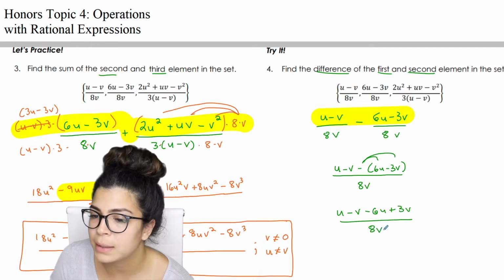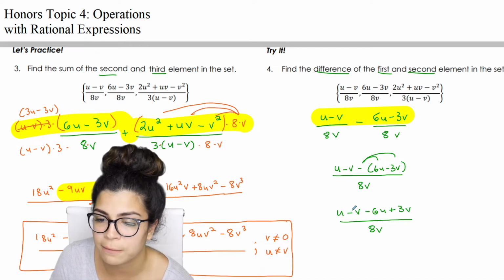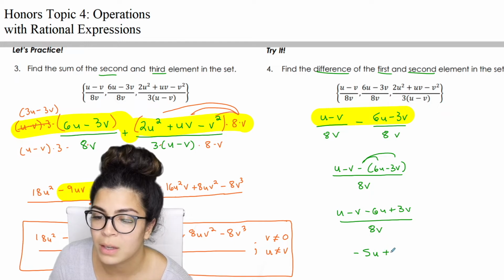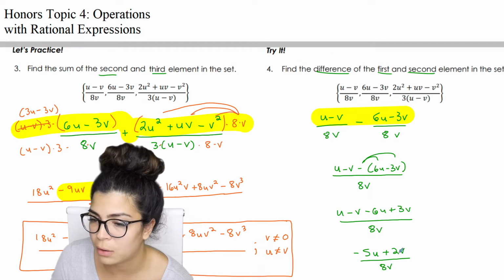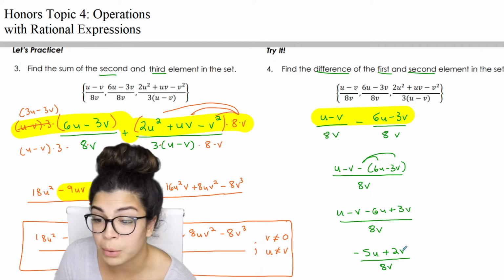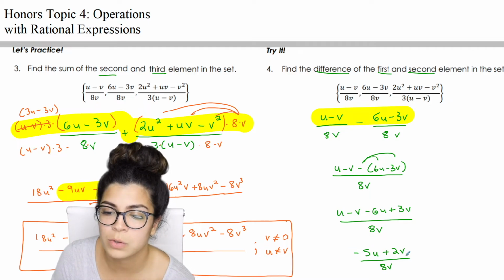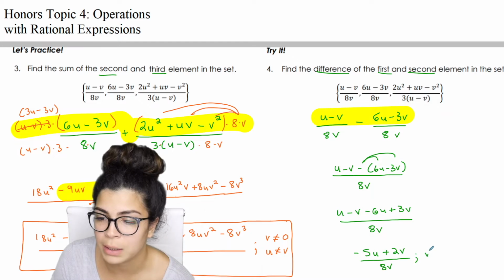So let's combine like terms. We can combine u minus 6u would be negative 5u, and negative v plus 3v is positive 2v. The denominator is 8 times v. Now the numerator we can't factor at all. Like if we could factor out a v from both of these, then I could cancel out v, but I can't factor that at all, so we're done. We just have to now state that v cannot be 0.